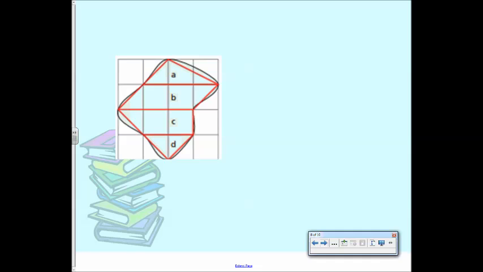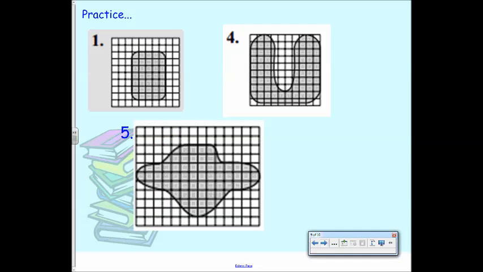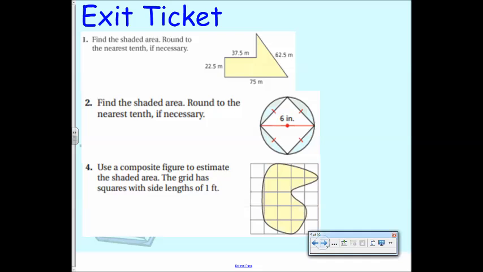Okay, so I'm not even going to have you do this for practice because we're kind of low on time. So I just want you to do the exit ticket here. In number 2, you're just finding the shaded area. Okay, all right, so the shaded area is like the blue leftover stuff.